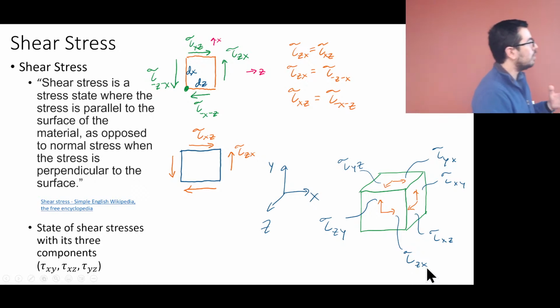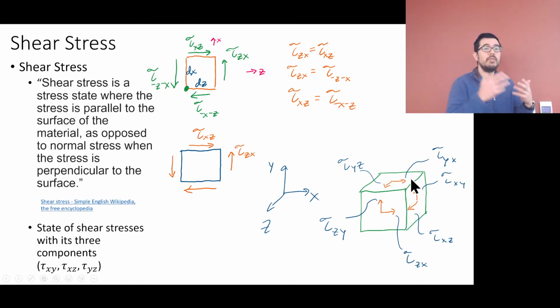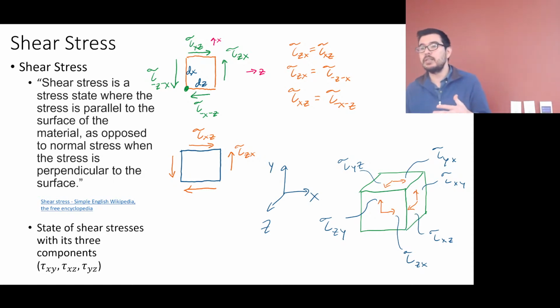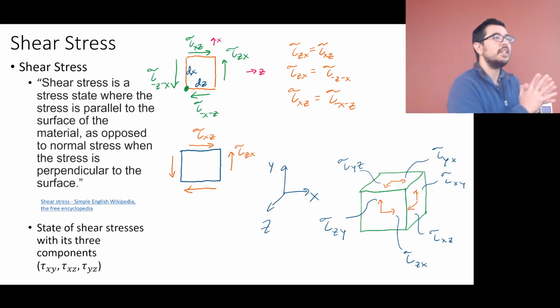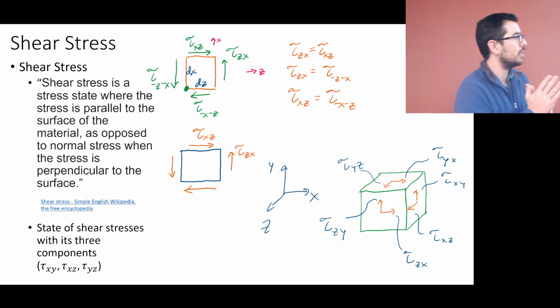And so now we have all these shear stresses potentially. They can be zero, but we have all these shear stresses acting on the different faces. Any questions on this? This is not trivial. Not trivial at all, in my opinion.